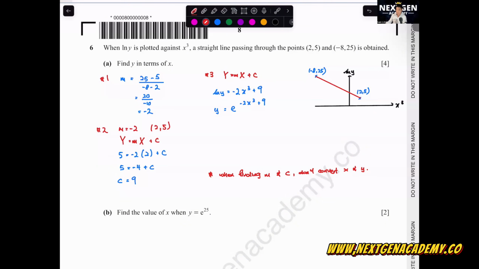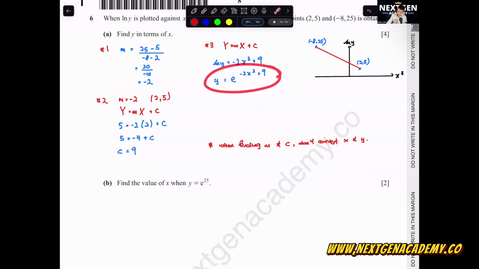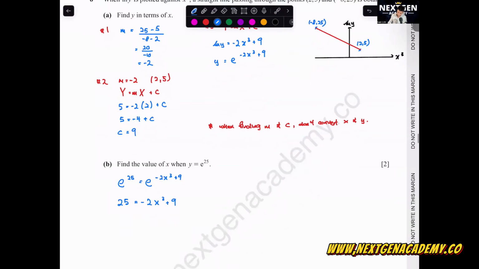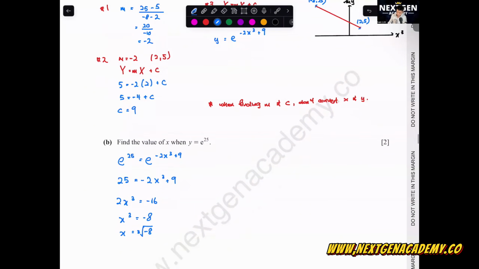Okay, number 2, find the value of x when y is equal to e to the power of 25. So now we're going to substitute into here: e to the power of 25 equals to e to the power of negative 2x cubed plus 9. Well, then got base e, we can just compare the power. So 25 equals to negative 2x cubed plus 9. 2x cubed equals to negative 16, that is 9 minus 25. X cubed is equal to negative 8. X is cube root of negative 8, which is negative 2.